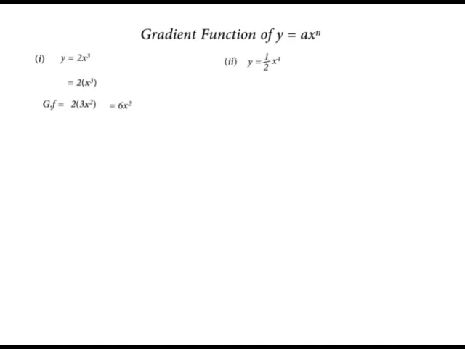A half x raised to power 4 is equal to a half times x raised to power 4. Gradient function of x raised to power 4 is 4x cubed, times a half gives us 2x raised to power 3.